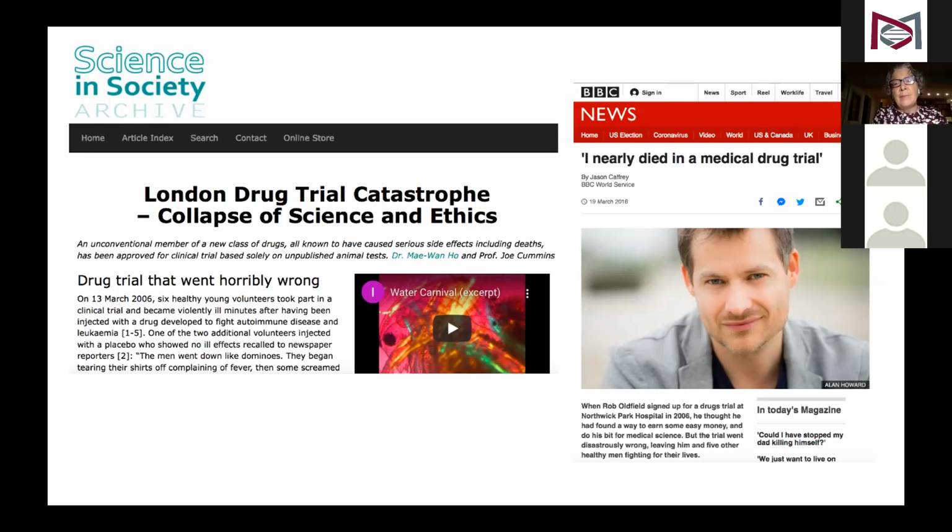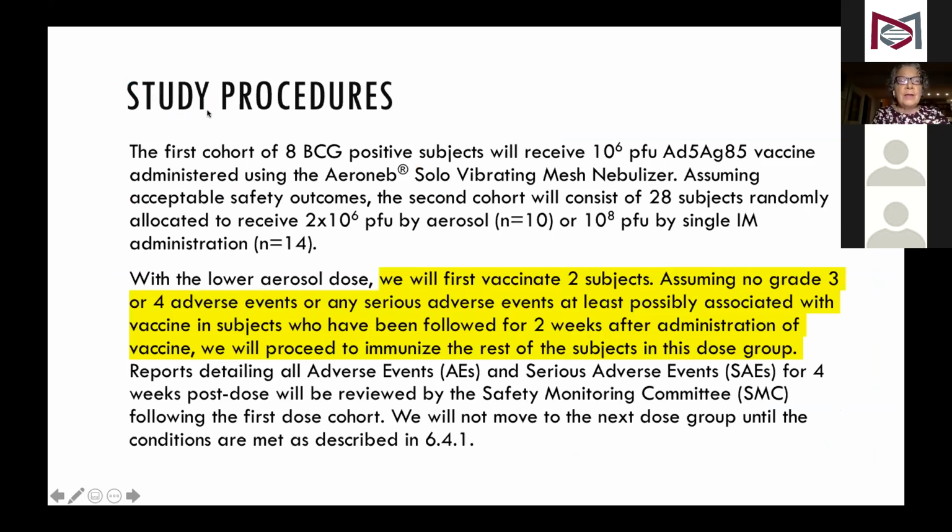So what we do is take this into account when we're looking at how to design our clinical trials. And so you'll see here in our protocol, under the study procedures, we will first vaccinate 2 subjects. Assuming no grade 3 or 4 adverse events, they're the more serious ones, or any serious adverse events, at least possibly associated with vaccine, who've been followed for 2 weeks, we will proceed to immunize the rest of the subjects in this group. So these are built into the protocol and really required by Health Canada.